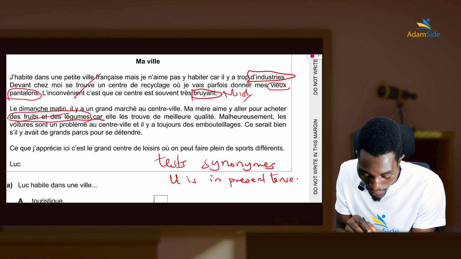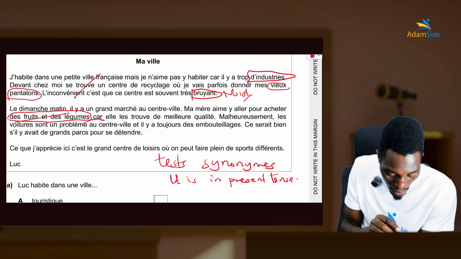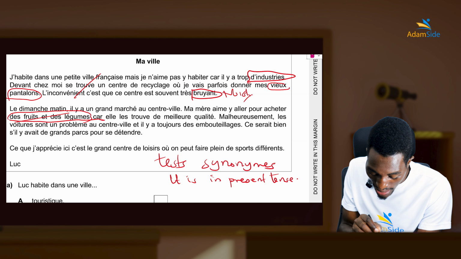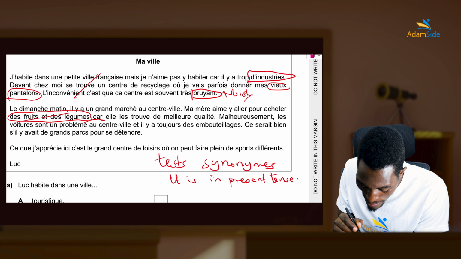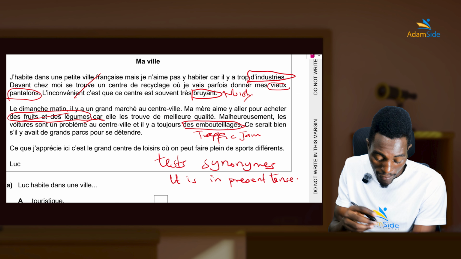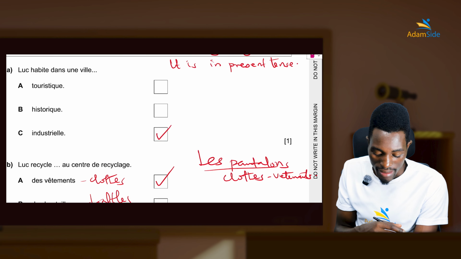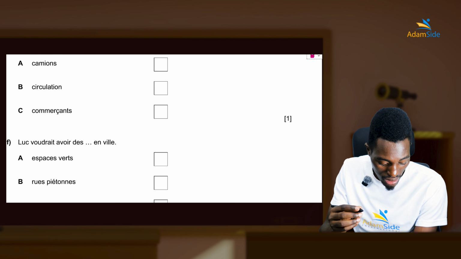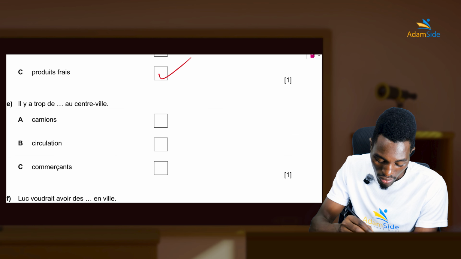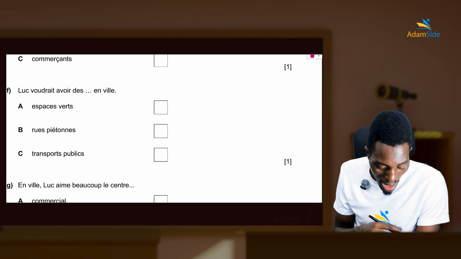So if we get back to the text, then we will get an answer. Car elles se trouvent de meilleure qualité. Malheureusement, les voitures sont un problème en centre-ville. Il y a toujours des embouteillages. Embouteillage, this is traffic jam. So we have identified the answer. So here the answer will be circulation, B.